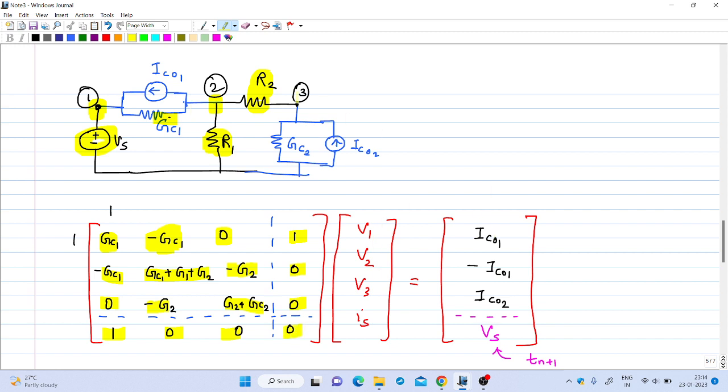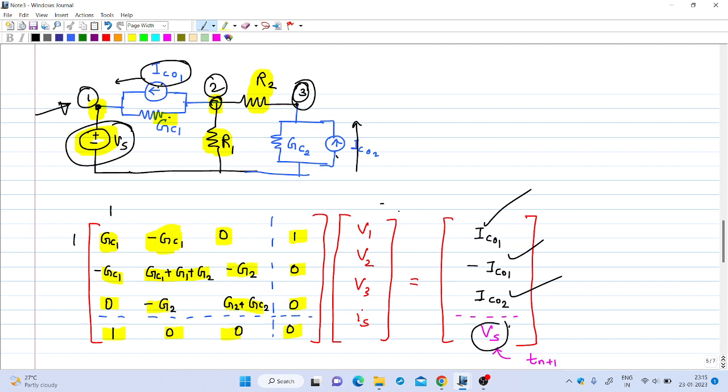And the right hand side, how to write the right hand side? Consider node 1. In node 1, the independent current source coming to node 1 is IC01. So the first entry will be IC01. Now consider node 2. The independent current source coming into node 2 is minus IC01, since IC01 is flowing away. Now consider node 3. The independent current source coming into node 3 is IC02. So that entry will come here. Then the last entry will be the independent voltage source in the circuit, Vs.